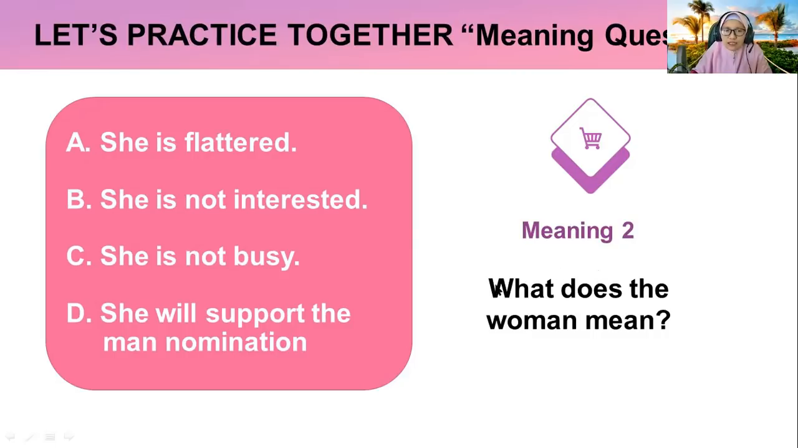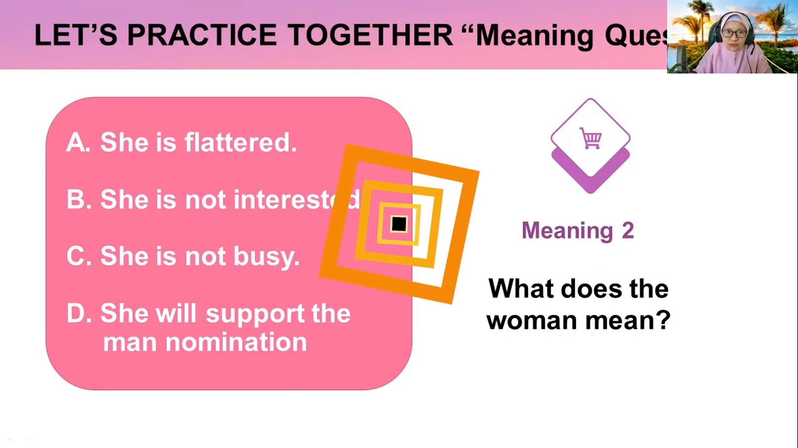The second meaning question asks you, what does the woman mean? Okay, take a look at this, and then Eka will play the audio twice, the same as the previous audio. Listen carefully.